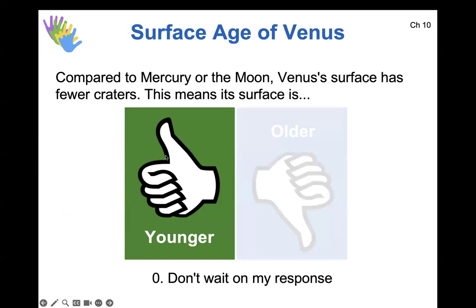I said there's no resurfacing, and I should, especially with this question, give some explanation of that. There's no ongoing, or at least very little ongoing, resurfacing. There's no plate tectonics, and there's not a lot of weather scouring the surface of the planet, despite having an atmosphere. There's not high winds, or there's no precipitation.